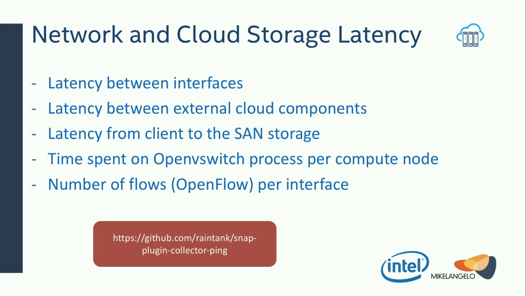Of course, you can also check the OpenFlow per interface. There's no one way to measure latency. The easiest way is to use just a ping between the interfaces, but it's not the best way, that's for sure. Because for latency, you need to send real packets. Most of the ICMP packets on most routers or switches will go through without any processing, because they will be sent directly without any processing on the switches.